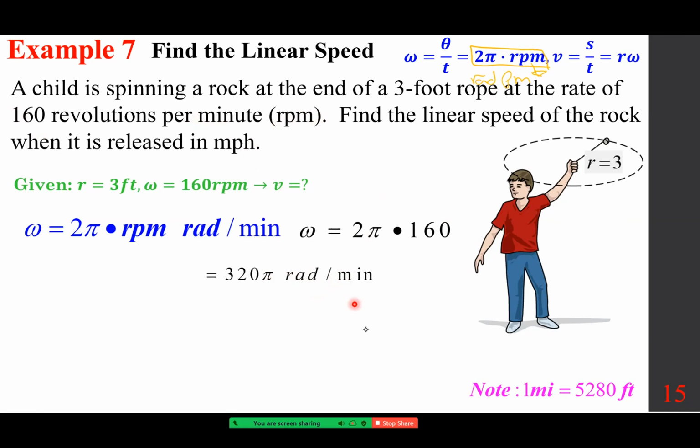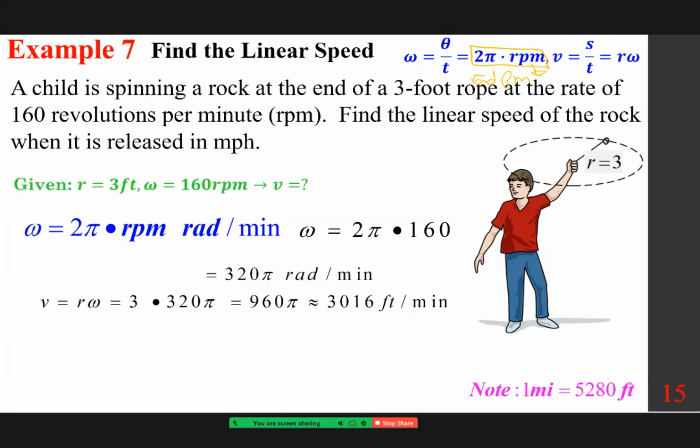And now we know V is R omega. So R and then omega in radians per minute. And so we get 960 pi. And if we go with a bunch of decimals, 3016 feet per minute. Now, we would be done here if it wasn't asked for miles per hour.